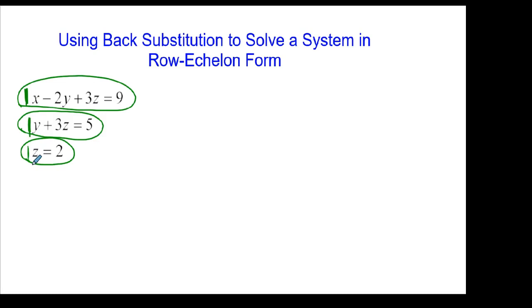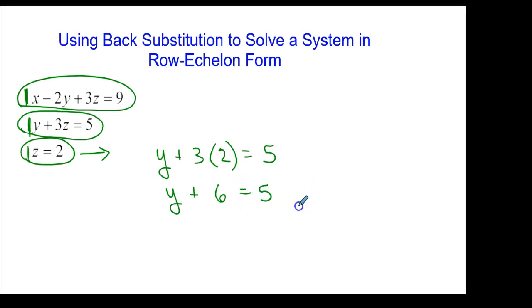We can solve this one very easily using what is called back substitution. If we know that z is 2, we can quickly find y by taking the second equation and replacing z with 2. So y plus 3z equals 5 becomes y plus 3 times 2 equals 5. Solving for y, I have y plus 6 is equal to 5, so that means that y is negative 1.